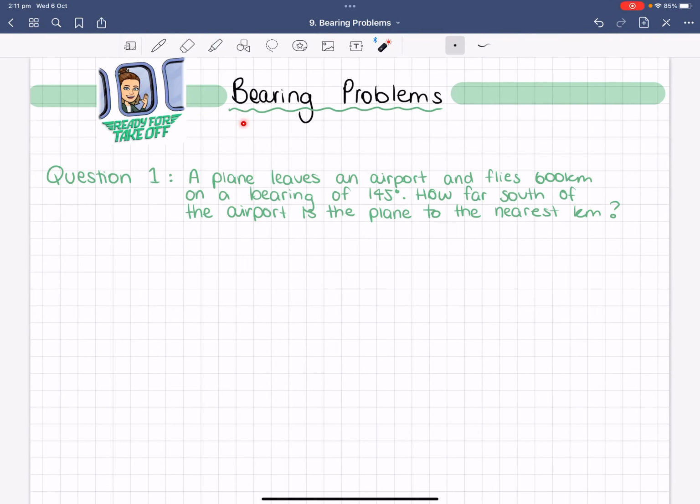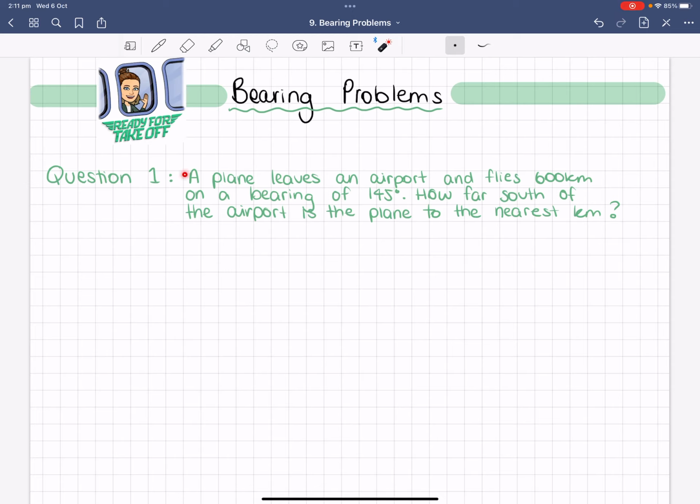Hey team, so this lesson we're continuing on with trigonometry and we're finishing it off with bearing problems. So a plane leaves an airport and flies 600 kilometers on a bearing of 145 degrees. How far south of the airport is the plane to the nearest kilometer?